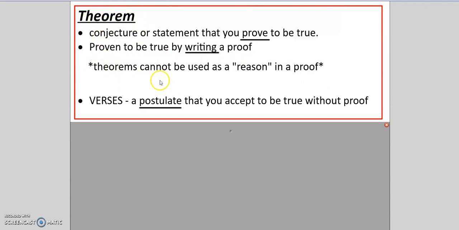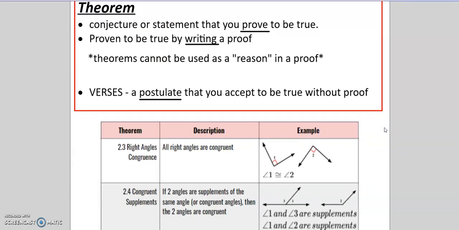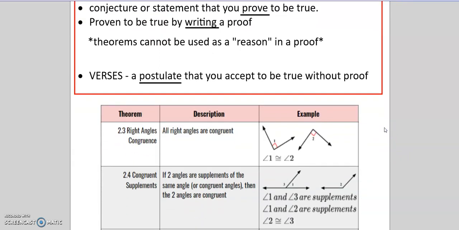We can't use the theorem we're trying to prove in a proof, just a side note, as a reason. So we write a full proof to prove a theorem without using that theorem itself. So now I'm going to give you a few theorems that we want to really get used to and understand.